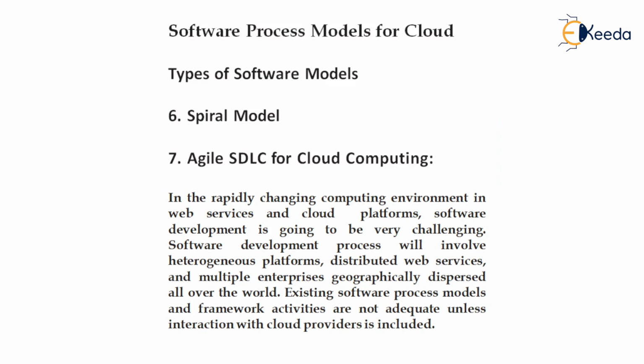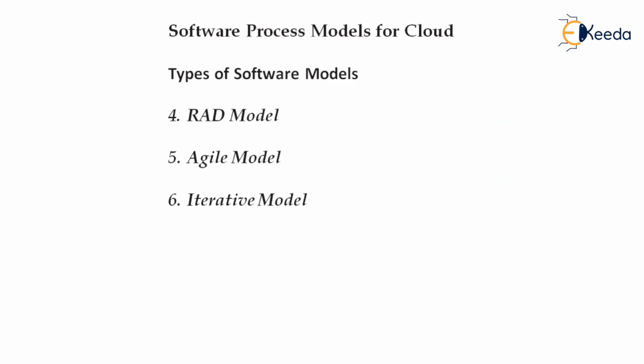So these various software process models for the cloud definitely give better quality, better adaptability, and faster time to market, and the ones used for the cloud are agile, spiral, RAD, then iterative model, then waterfall and incremental model. So all are software process models for the cloud.